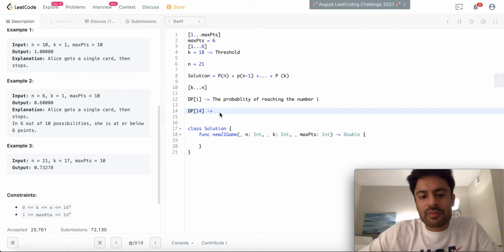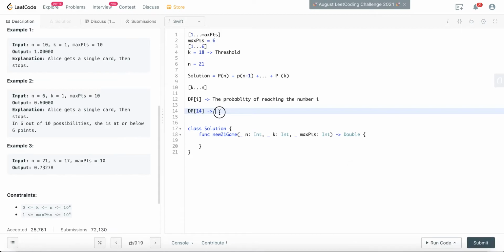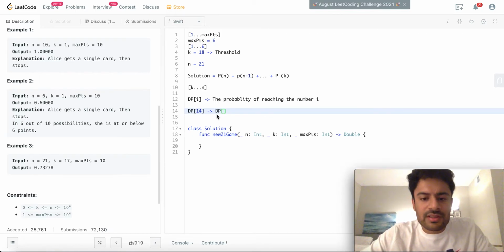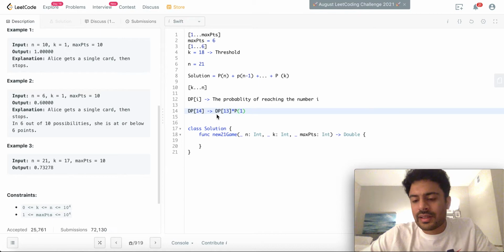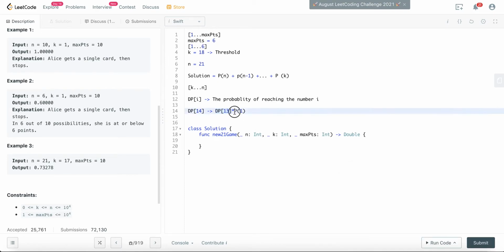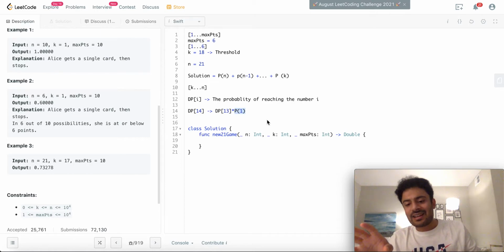So what are the ways to reach 14? Basically we could have reached 13 and then drawn a 1 to reach 14, or we could have reached 12 and drawn a 2 after that to reach 14, right? So the probability of reaching 14 is the probability that we have reached 13 somehow by drawing our numbers, times the probability that we drew a 1 after that. Please note that this dp is the probability of reaching that number, and this probability is the probability of picking that number. There's a difference there. It's very important to understand that difference.